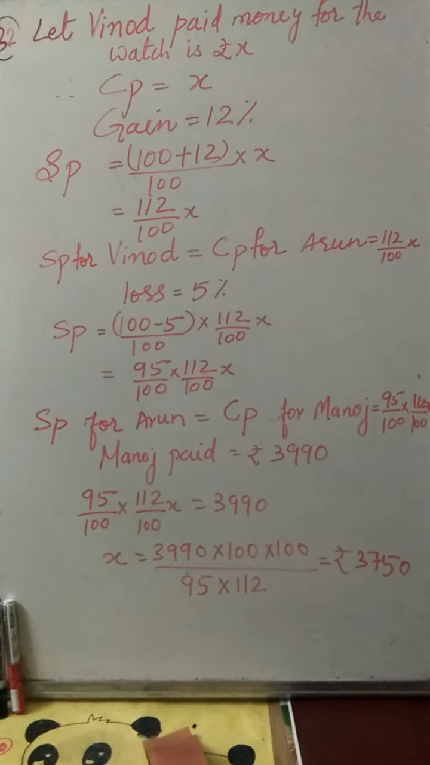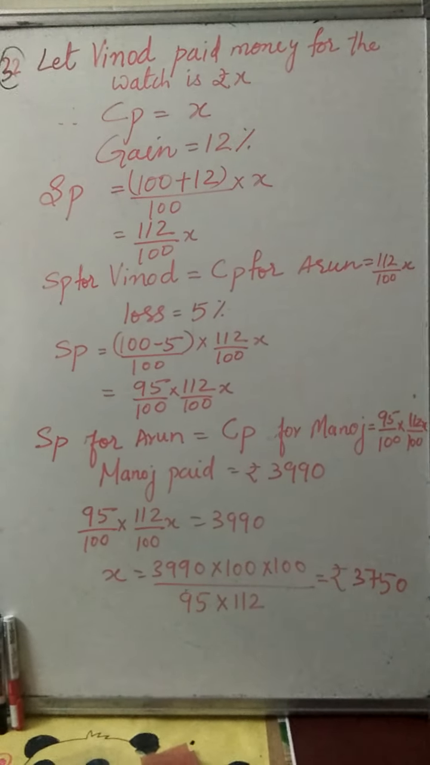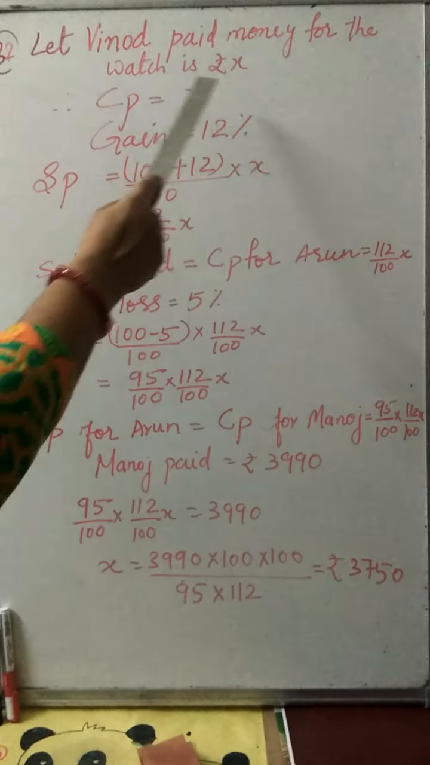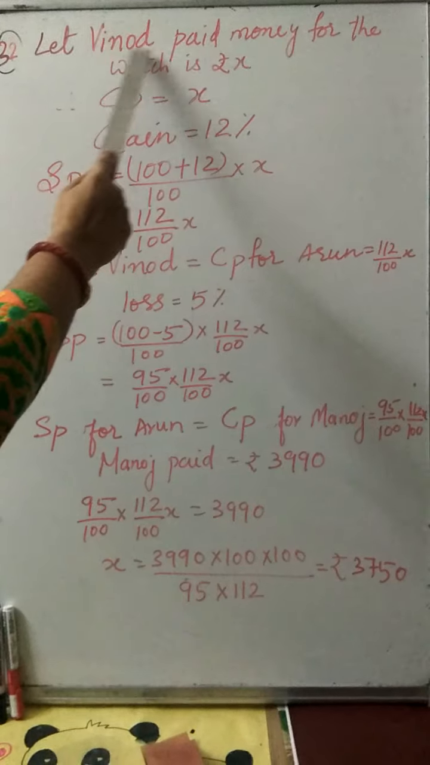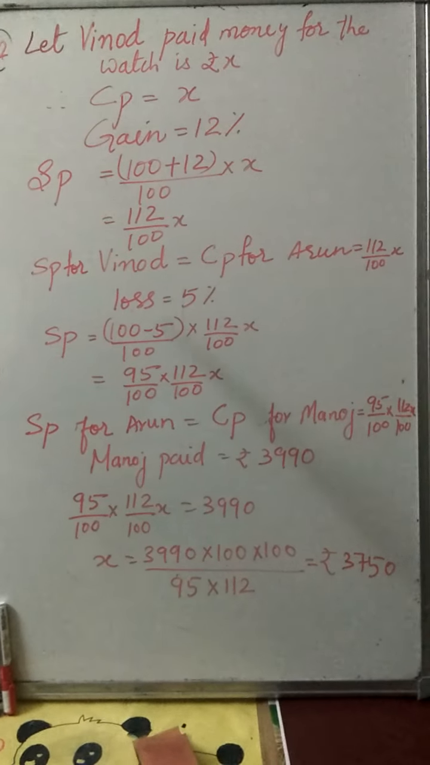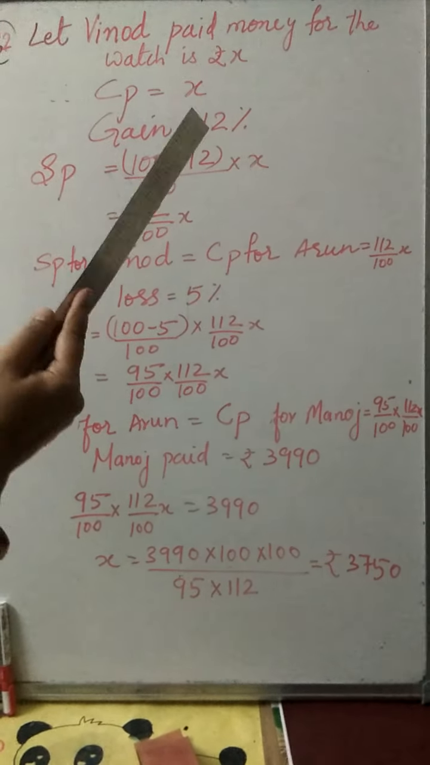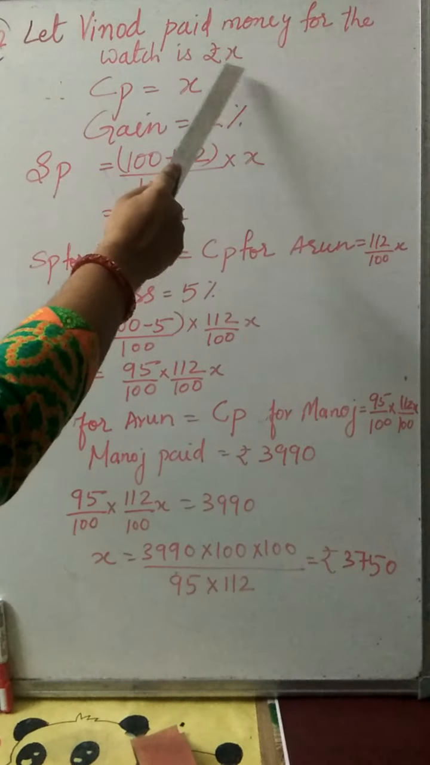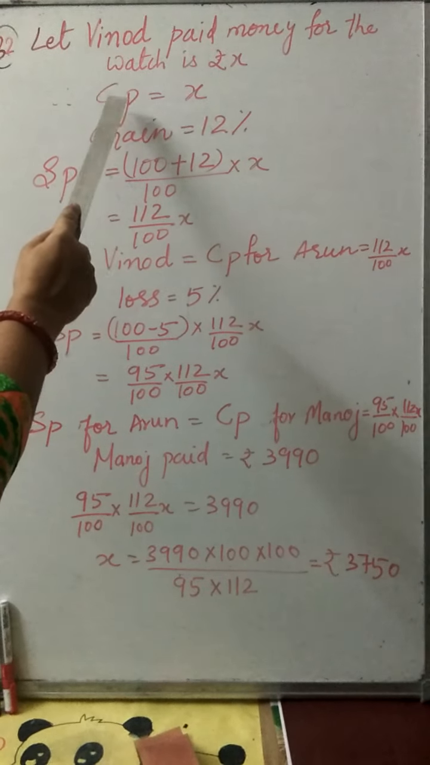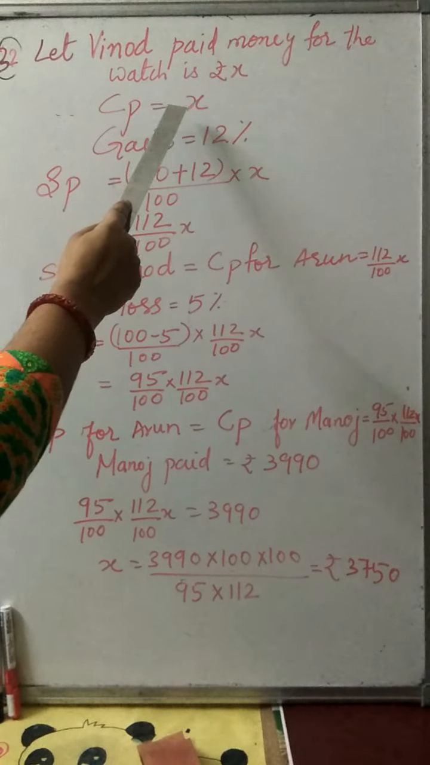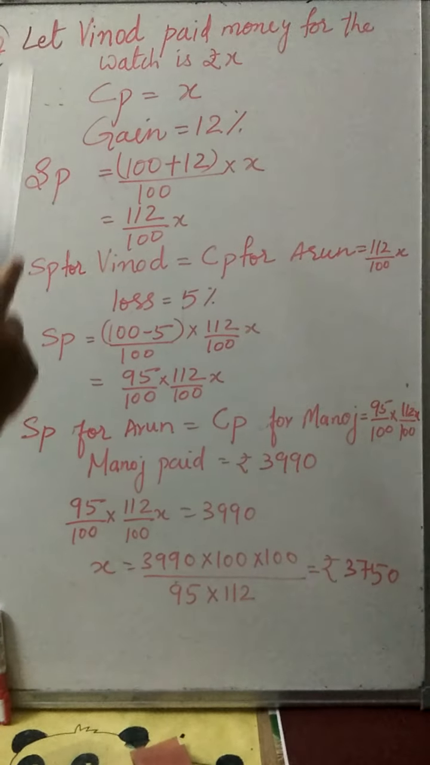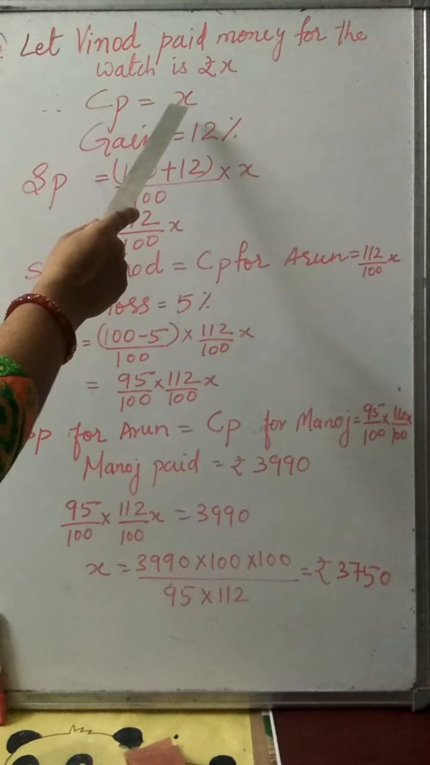First, Vinod has paid some money for the watch. That money we have assumed to be X. Let the money Vinod paid for the watch be rupees X. That means he has purchased the watch for rupees X. Purchase means it will be CP, cost price. So the cost price of the watch is X, and this cost price is for Vinod only, not for all.